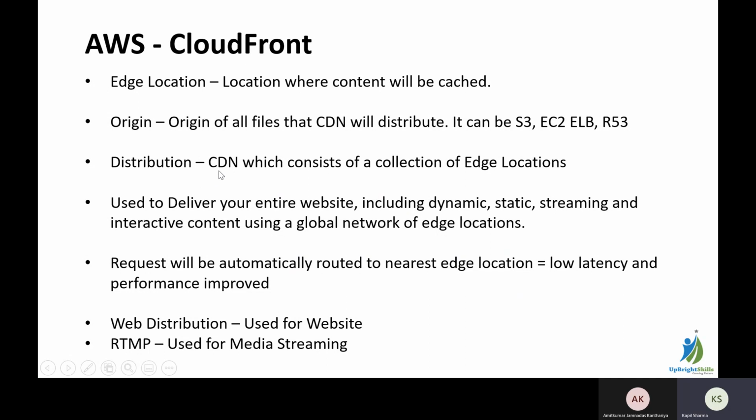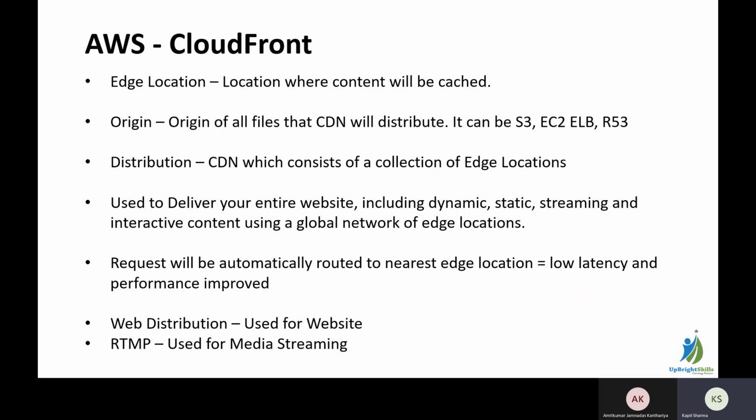A distribution is a content delivery network which consists of a collection of edge locations. So the group of servers or group of edge locations is called a distribution. It is used to deliver your entire website, including dynamic, static, streaming, and interactive content, using the AWS global network of edge locations, where the content is stored.